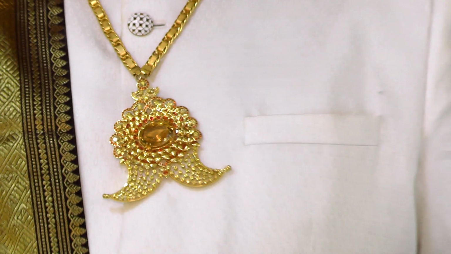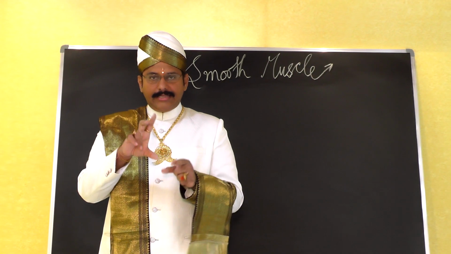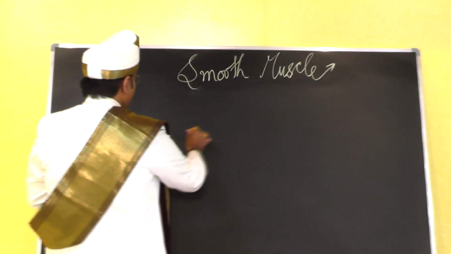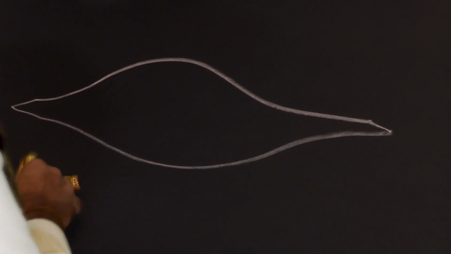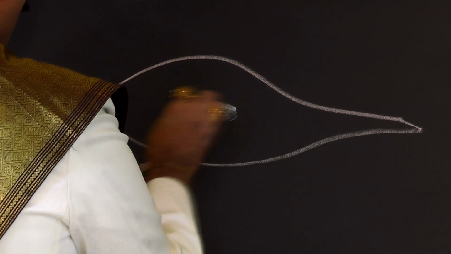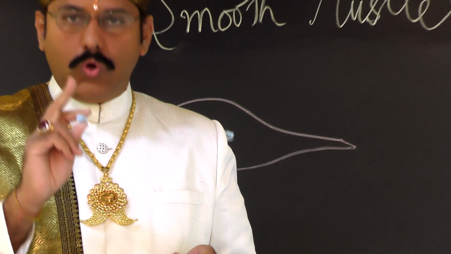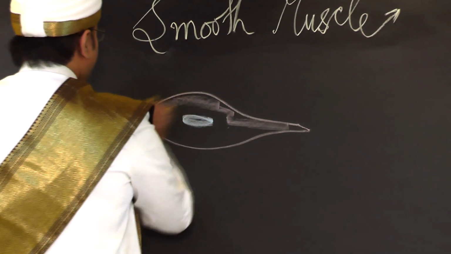Coming to the microscopic study of the smooth muscle, it is spindle shaped or fusiform shaped. Now what exactly do you understand by spindle shape? Spindle means it is thick at the center and the ends are tapering. That's what we mean when we say spindle shape. If you observe here, it is the center which shows the bulge, and at the periphery it is narrowed, and in the center you have a single oval large nucleus. Single oval large nucleus in the center, and here you have the cytoplasm.